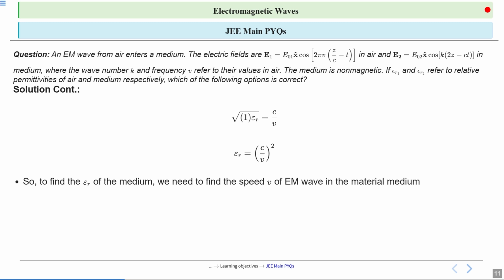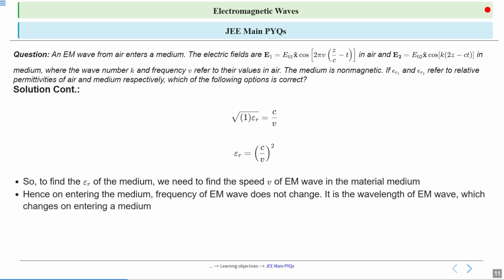So to find epsilon r1 and epsilon r2, for epsilon r1, which is the relative permittivity of air, we can find it because relative permittivity of air means permittivity of air with respect to permittivity of air, which is equal to 1. But for the relative permittivity of the medium, we have to find v, the speed of EM wave in the material medium. So for finding epsilon r2, we need this v, the speed of electromagnetic wave in the medium.